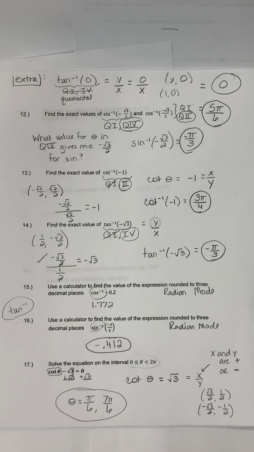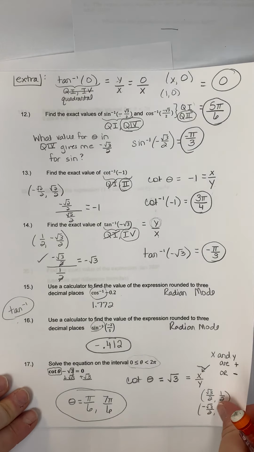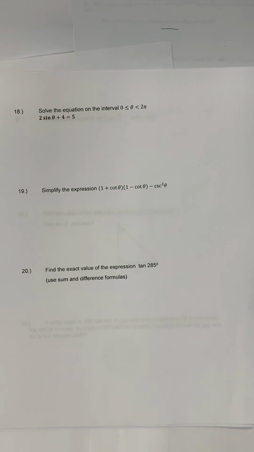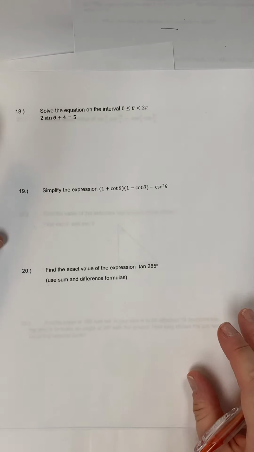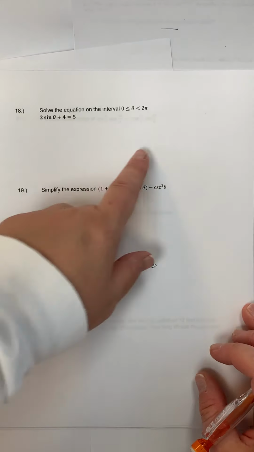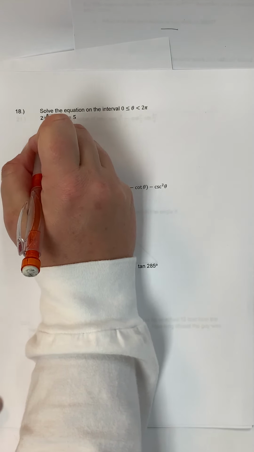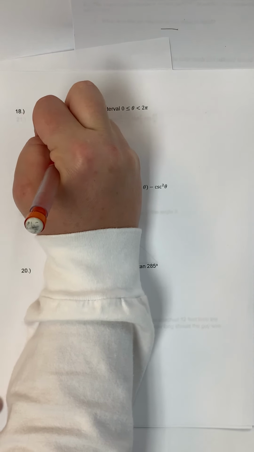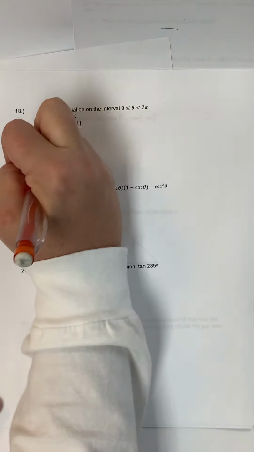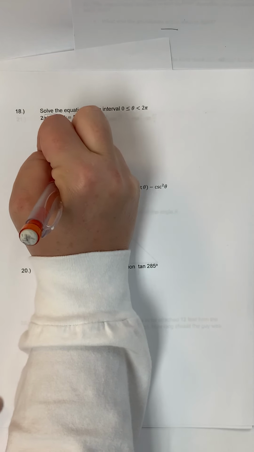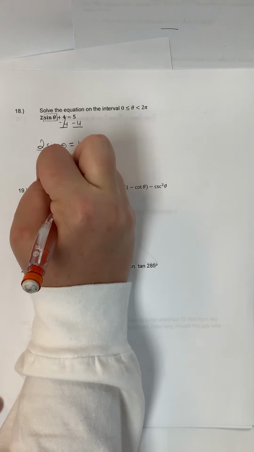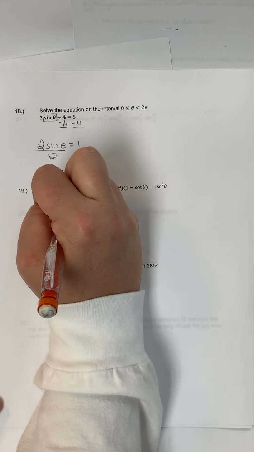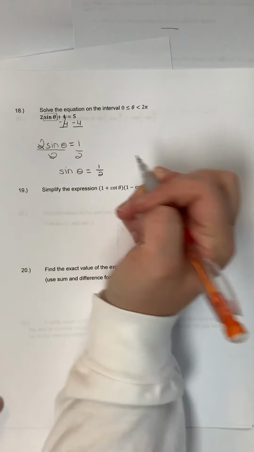And you are going to end up getting x over y, and you'll end up getting just a positive √3. Okay. All right, one more equation. Solve the equation on the interval. So we have one rotation and we're using radians. We want to isolate sine theta. So I'm going to subtract 4. I get 2 sine theta equals 1. We're going to divide by 2. And I get sine theta equals 1/2.